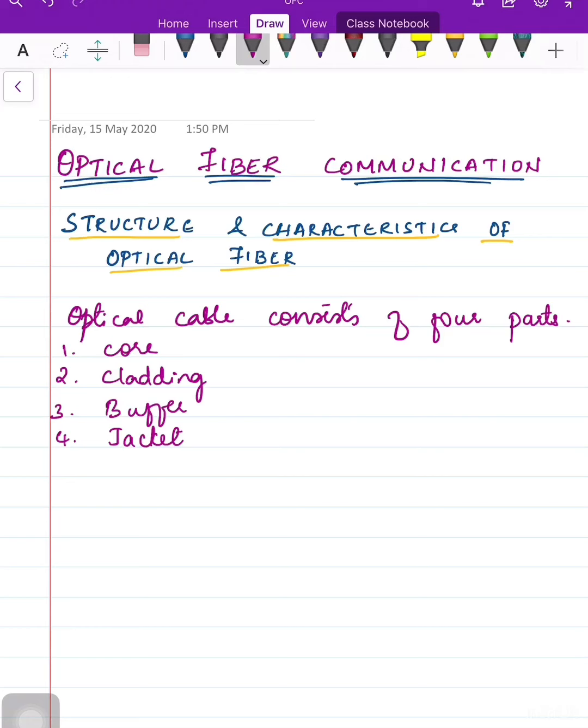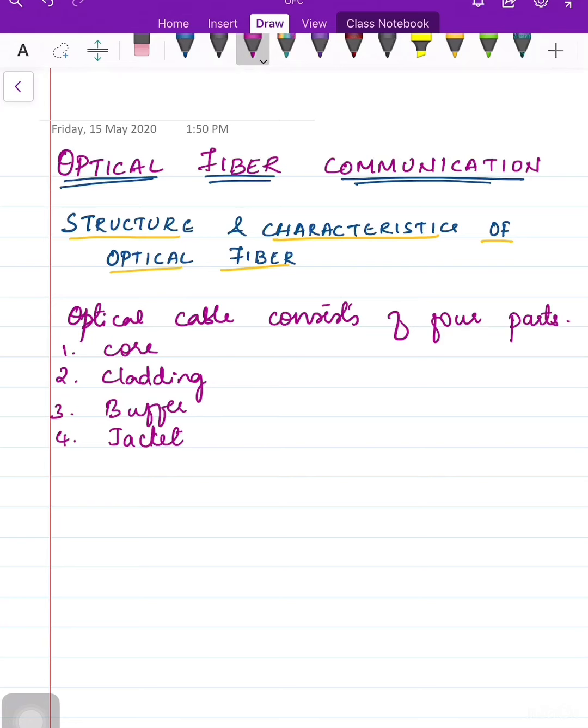But multimode fiber has a core of either 50 or 62.5 microns, either of them. And plastic optical fiber cores can be much larger than glass. A popular plastic core size is 980 micrometers. So this is how it ranges, and this is how there are different sizes of core.